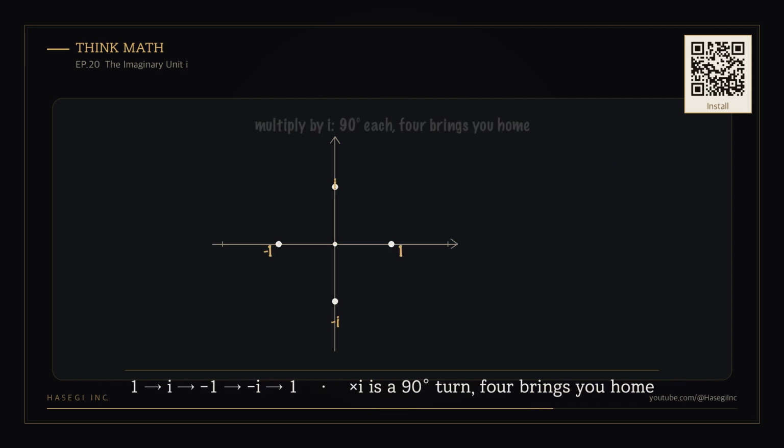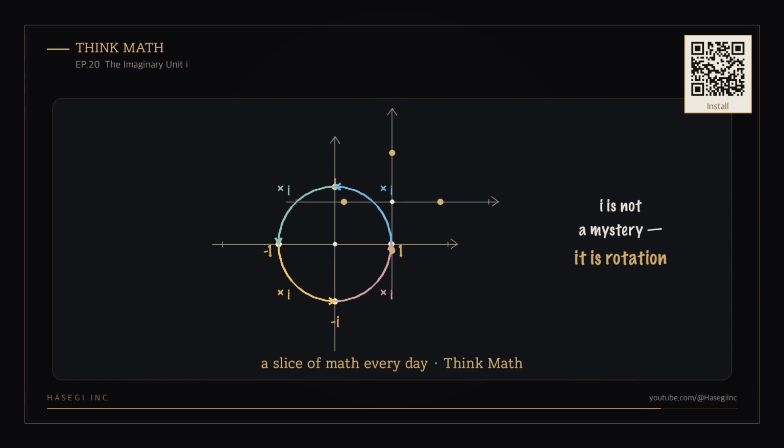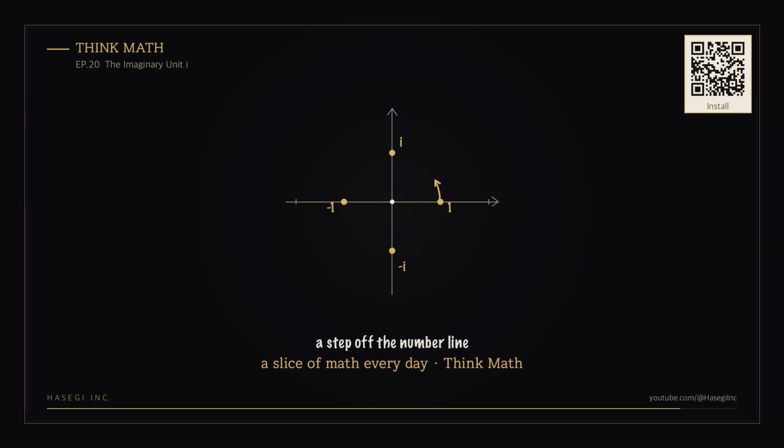Every time you multiply by i, you rotate another 90 degrees. Start at 1, then i, then -1, then -i, and back to 1. 4 multiplications, 1 full circle, right back home. The imaginary unit is not a mysterious symbol. It is a rotation in the plane. A number that squares to a negative, just step off the line and turn 90 degrees in the plane.